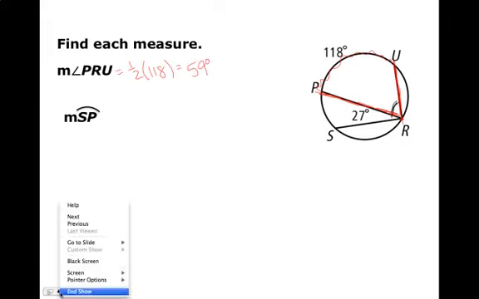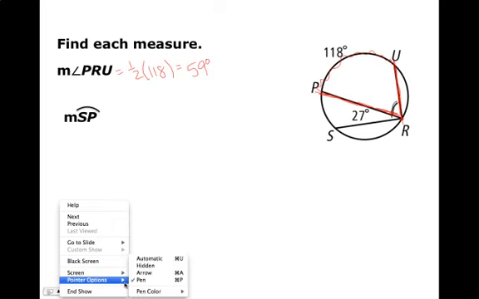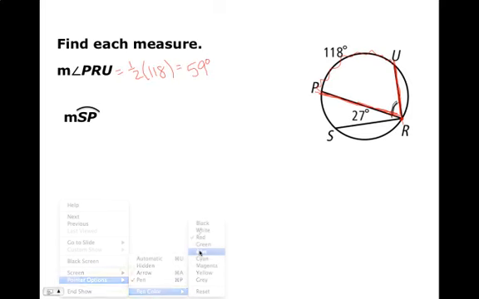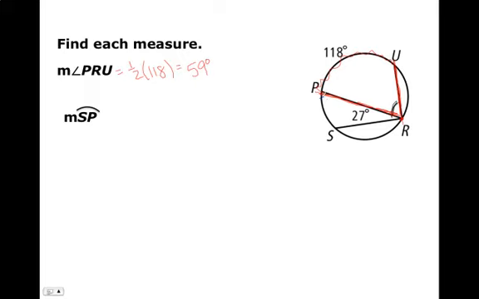Let's take a look at the measure of arc SP. Arc SP is this arc right here. If you follow from P to the vertex, and S to the vertex, they meet at angle R. The measure of this angle is 27 degrees, so we know we have to double the angle in order to find the measure of the arc. And we get that the measure of the arc would be 54 degrees.